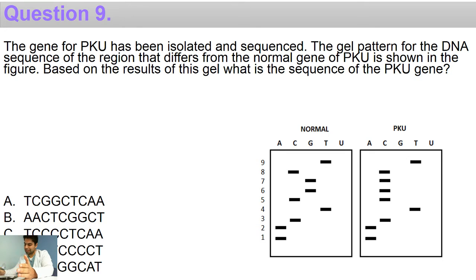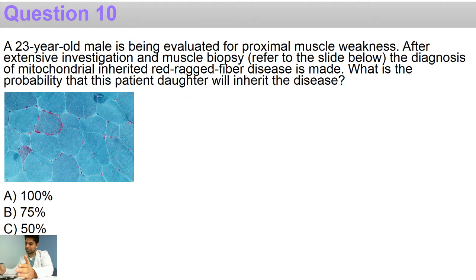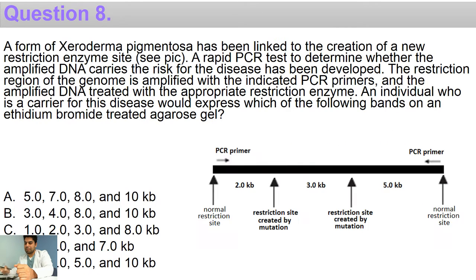What's the sequence? From bottom to top. So which one is the sequence? D. So A, C, T, and then all C's, and then T. Yeah, good job. Good job. And from there, what's number 8? Number 8.